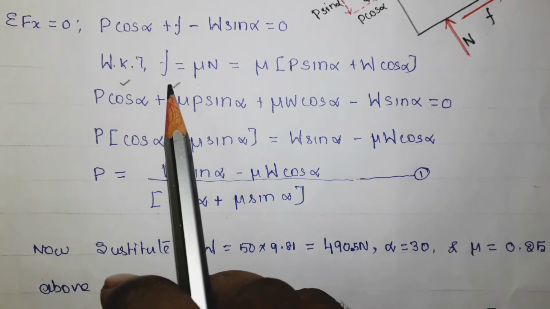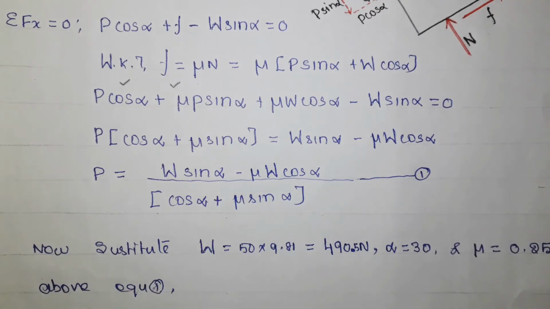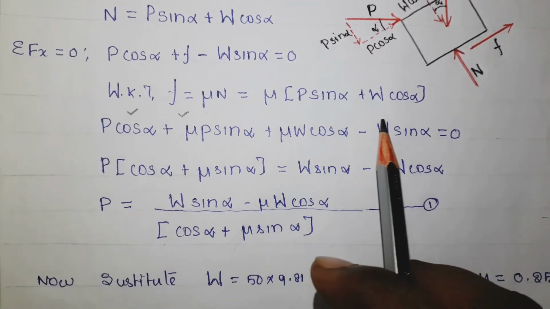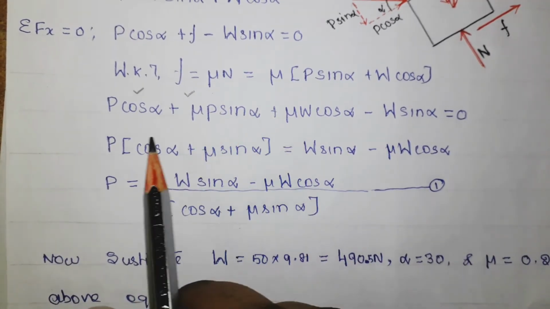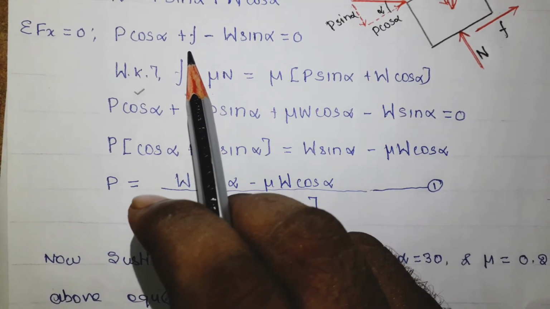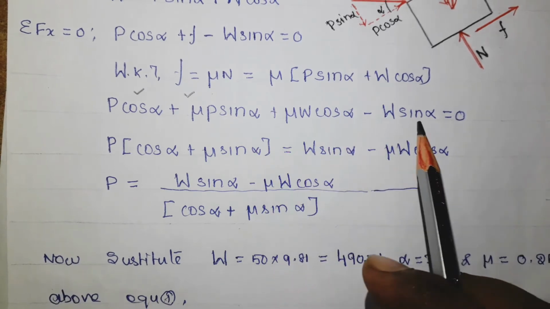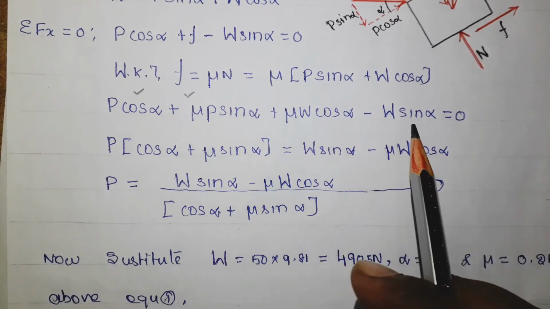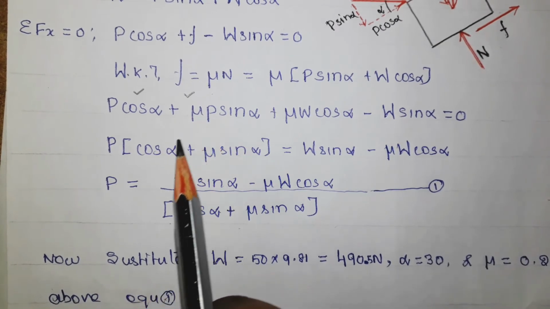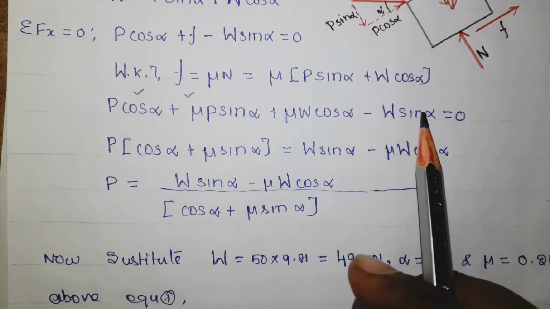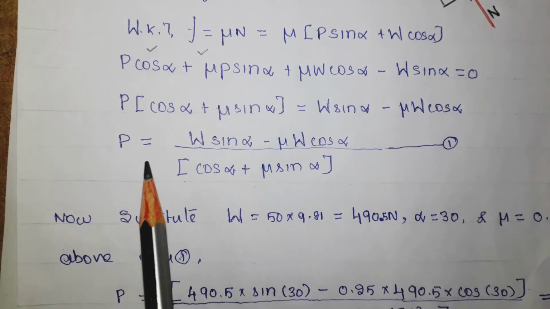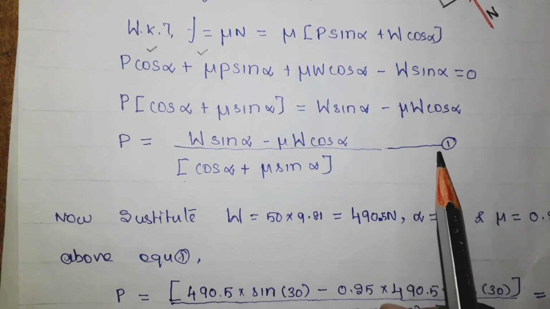But we know that friction can be written as mu into N. In the place of N, you just substitute this value. So the equation will become like this. Then take this F and substitute in this equation. In this equation, pick the terms related to P, take them outside, and bring the rest to the right hand side. Finally this equation will become like this. This is equation number 1.